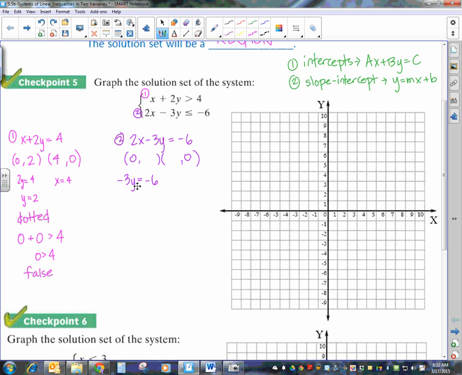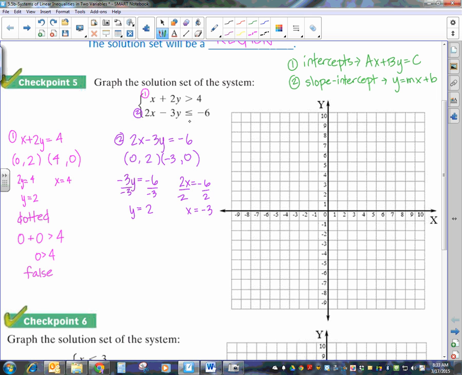When I divide by negative 3 here, I find out that y equals 2, because negative 6 divided by negative 3 is 2. When I put in 0 for y, the negative goes with it, so all I'm left with is 2x equals negative 6. Divide by 2, and I find out that x equals negative 3. Again, you do not have the point (-3, 2). These are parts of the intercepts.